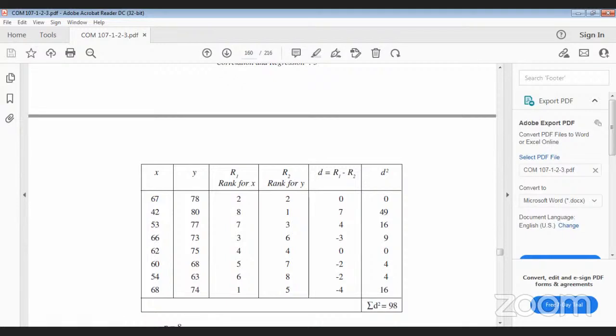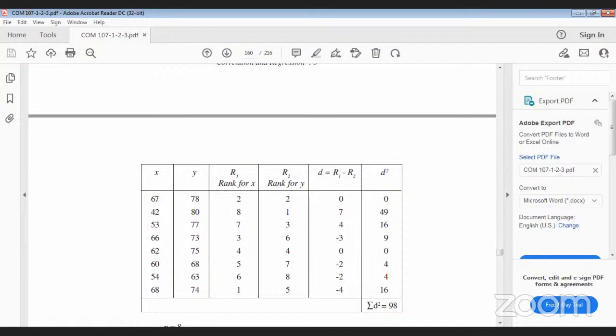Now we have to make the square of this d here. Square of 0, 0 into 0, 0. 7 into 7, that is 49. 4 into 4, that is 16. Minus 3 into minus 3, that is 9 here. 0 into 0, it is 0. Minus 2 into minus 2: the sign is negative, two negatives make one positive. So here 2 into 2 is 4. Again minus 2 into minus 2, it is also 4 here. Then minus 4 into minus 4, it is also two negatives making a positive, 4 into 4, that is 16 here.